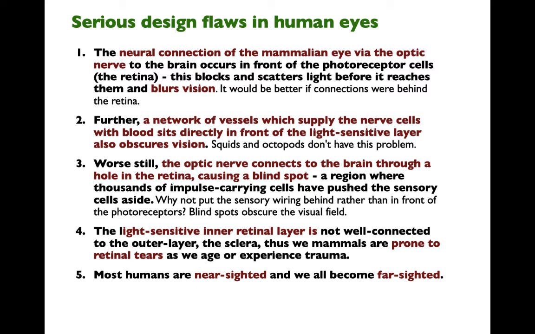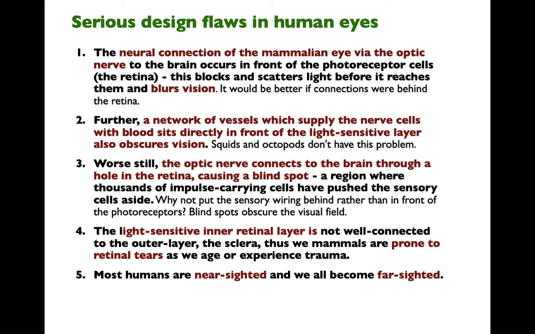The neural connection of the mammalian eye via the optic nerve to the brain occurs in front of the photoreceptor cells, the retina, which blocks and scatters light before it reaches them, and it blurs vision. It would be better if the connections were behind the retina. A good engineer would have thought of that. Further, a network of vessels which supply the nerve cells with blood sits directly in front of the light-sensitive layer. This also obscures vision. Squids and octopods don't have this problem.